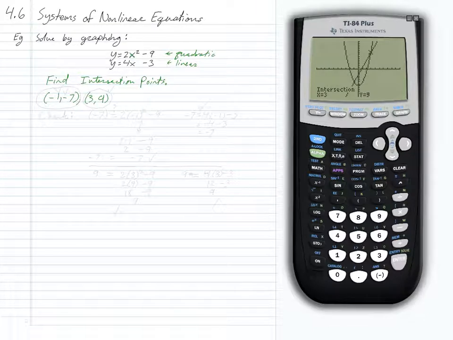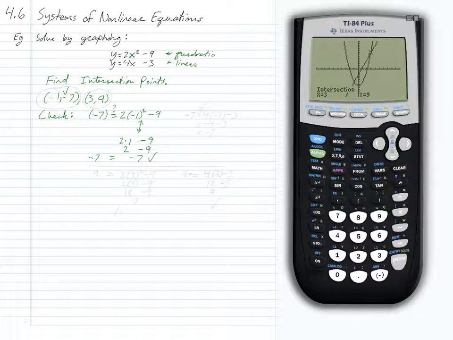Alright, let's check these really quickly. I want to verify that both of these are solutions to the system. Well, if y equals -7, and I'm plugging this into the top equation first, is that equal to 2 times -1 squared minus 9? Well, 2 times -1 squared is 2 times 1 minus 9, so this is 2 minus 9, which is -7. So that is equal. And that point is in fact a solution. So -1, -7 works in the top equation.